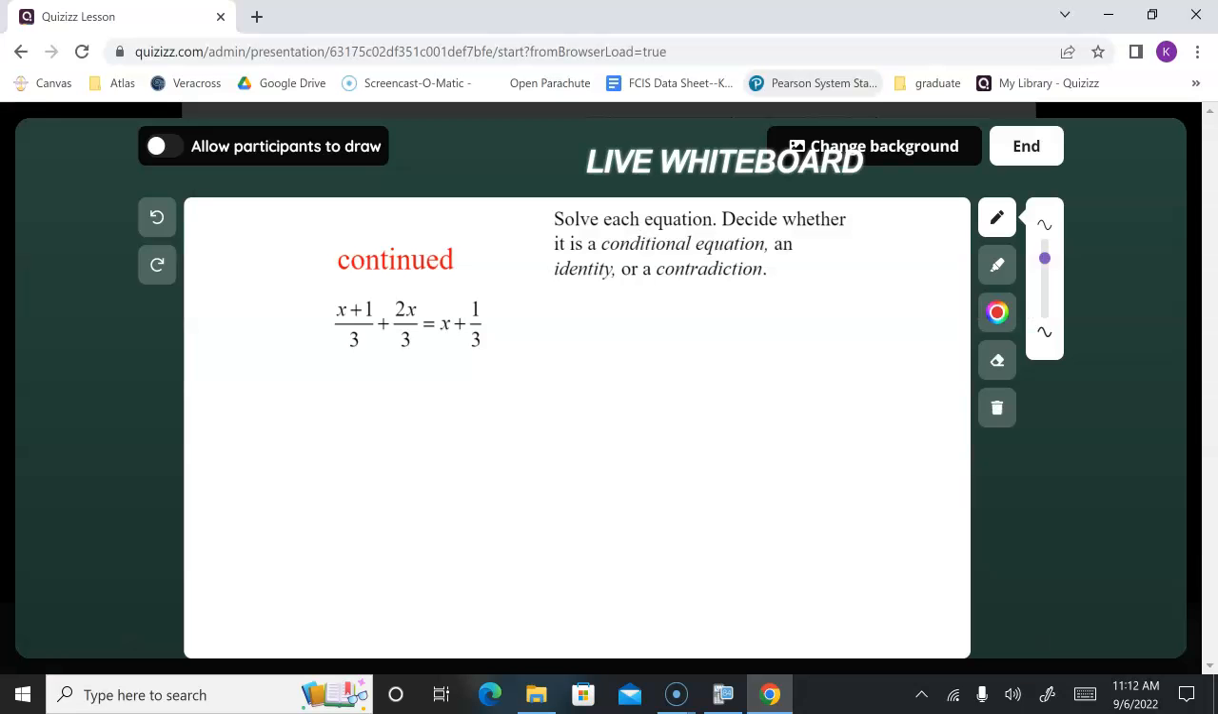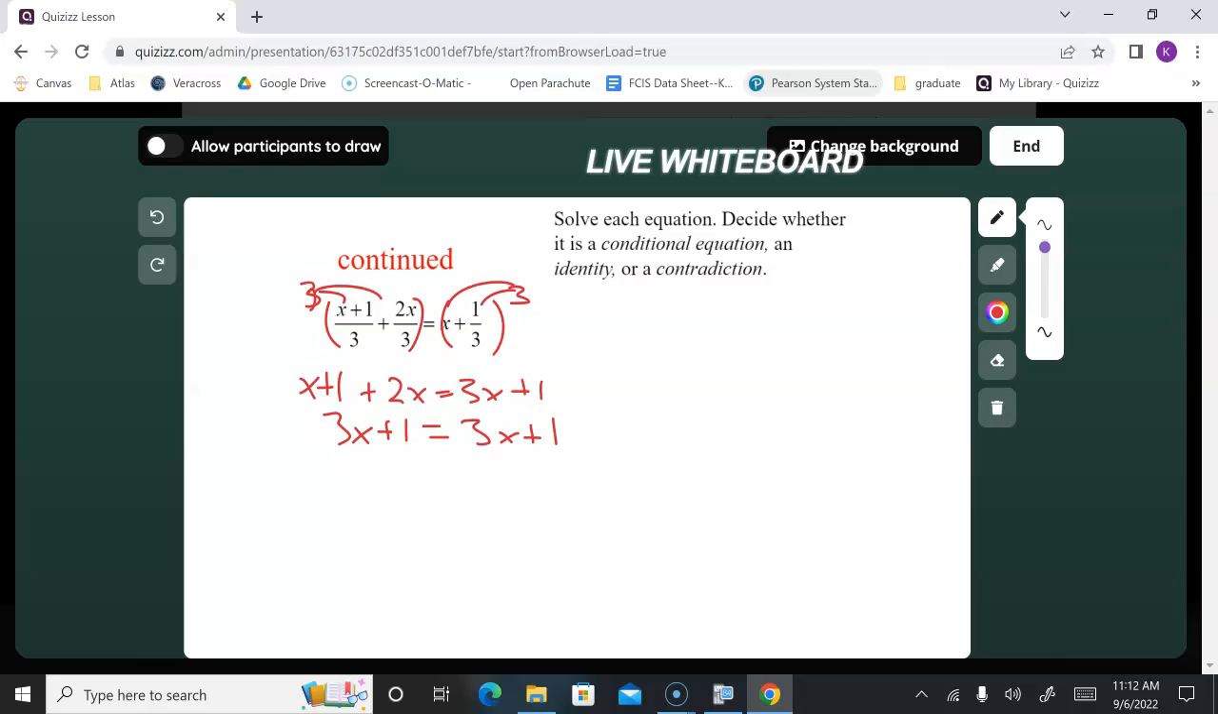What do I need to multiply by here to get rid of my fraction? 3. Go. So here, here, here, and here, I'm going to end up with x plus 1 plus 2x equals 3x plus 1. Combine like terms, and I can stop there. What type of solution is this going to be? That's going to be an identity.